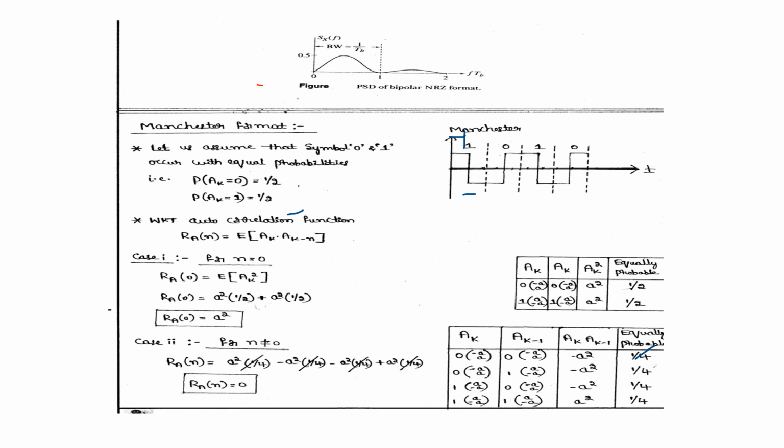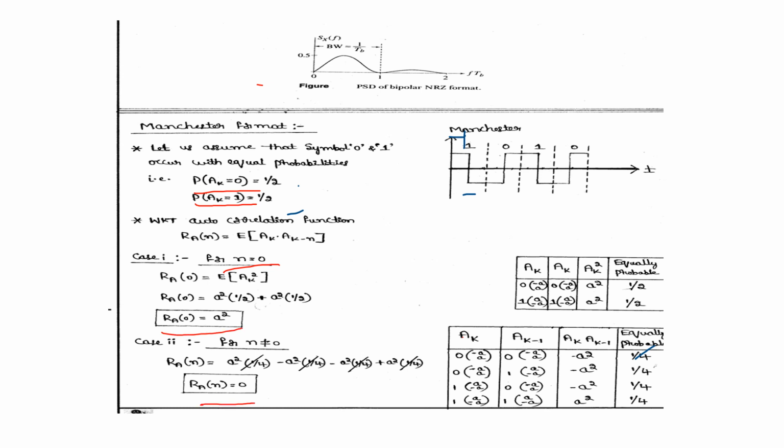Assume that the symbols 0 and 1 have the probability of 1 by 2. So next is the Manchester coding, having the probability of 1 by 2, and P of AKN as the probability of 1 by 2. So when you are finding the autocorrelation for n is equal to 0, the RA of 0 is A square and RA of n is equal to 0.